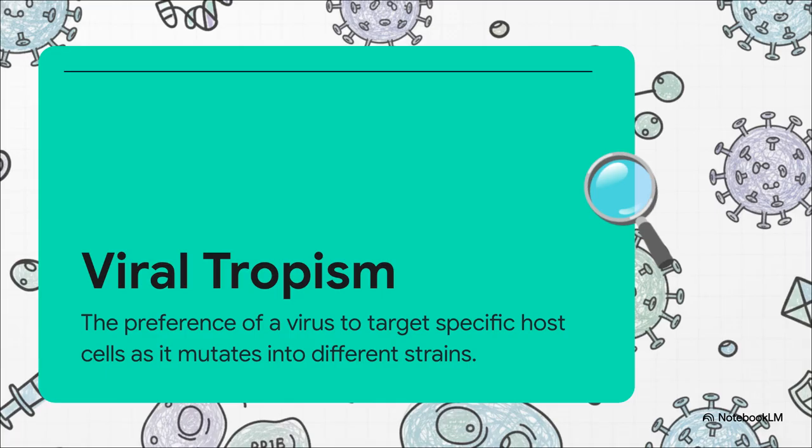For instance, early in infection, we typically see the R5 strain. This strain loves binding to the CCR5 receptors, which are found heavily on macrophages. But later on, the virus might mutate into an X4 strain, and this new strain specifically hunts down the CXCR4 receptors found almost exclusively on T cells. So the virus actually adapts and changes its target as the infection rolls on.